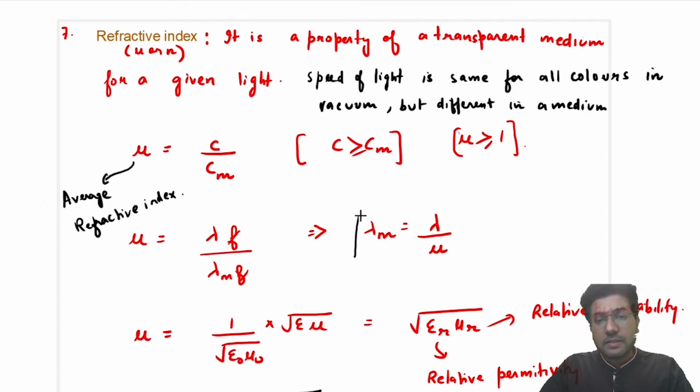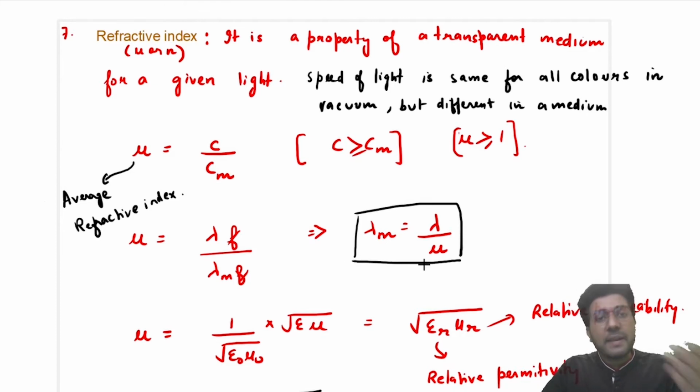See, this is the relation between the wavelength of light in a medium, the wavelength of light in vacuum, and the refractive index of the medium. This is very important. Lambda m is equal to lambda by mu.